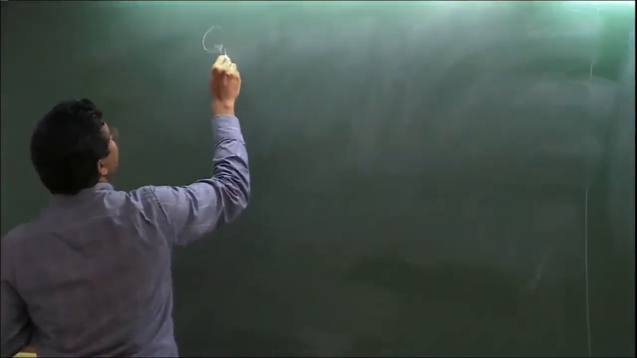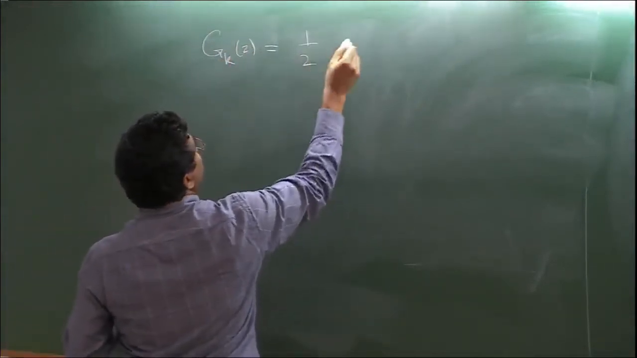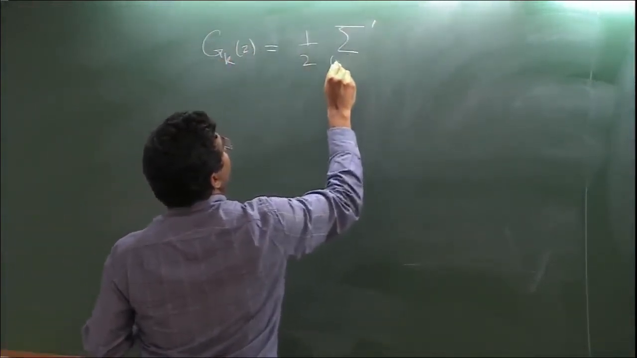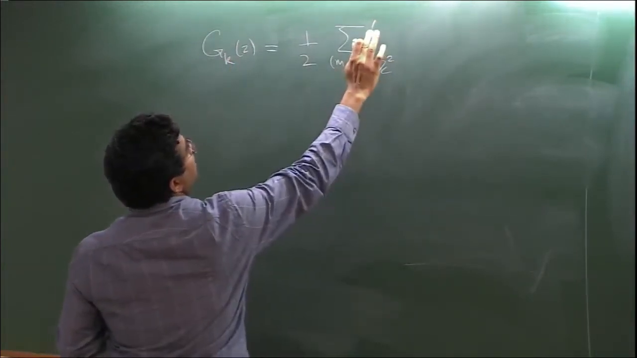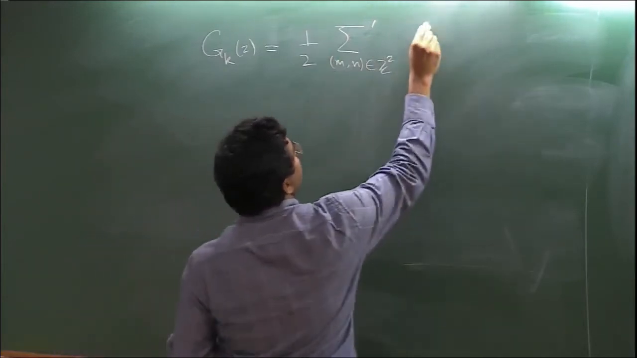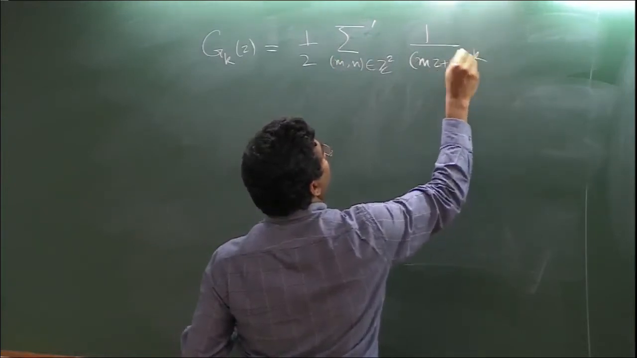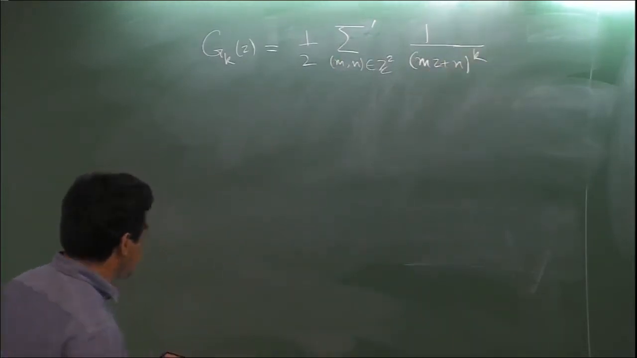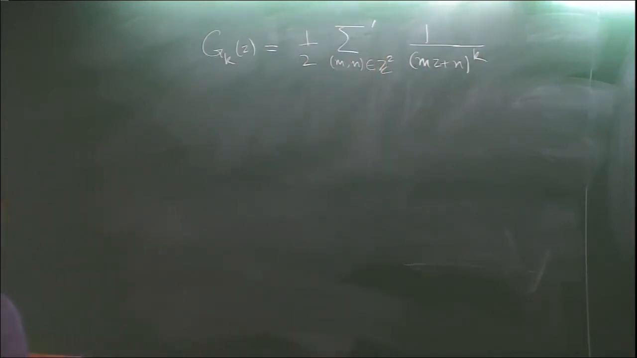You can also define G_k(z). This is half of the sum over (m, n) in Z^2, where the prime on the summation means that not both m and n are 0. So the prime always means that this is a non-zero pair.